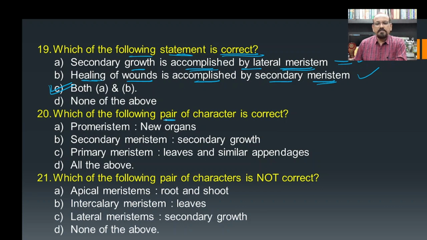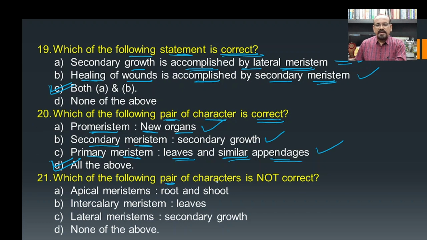Then, which of the following pairs of characters is correct? That the promeristem is involved in the formation of new organs. This is correct. Then, secondary meristem is involved in the secondary growth, and primary meristem is involved in the formation of the leaves and similar appendages like the branches, and this is also correct, and hence all the above become the answer for this question.